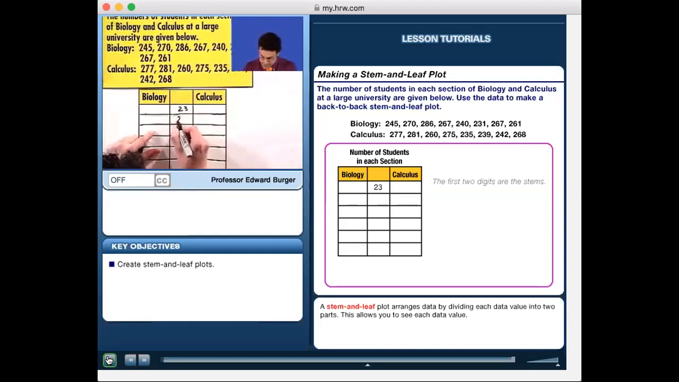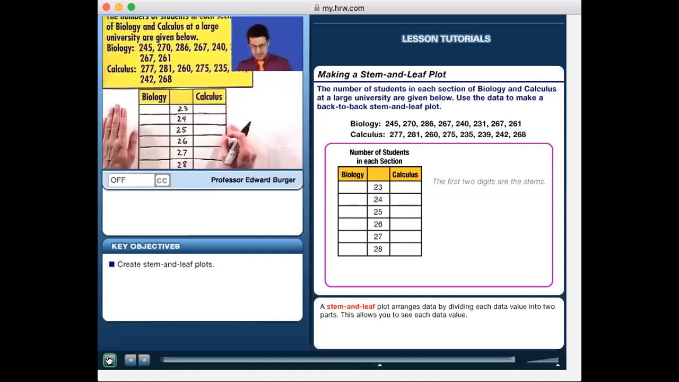And then I'll just increase 24, 25, 26, 27, and 28. Now, we'll start with biology, and we'll start to fill this in. So we'll do this side of the stem and leaf plot first. So what does that mean now? It means that I'm looking for numbers that begin 230 something for biology.